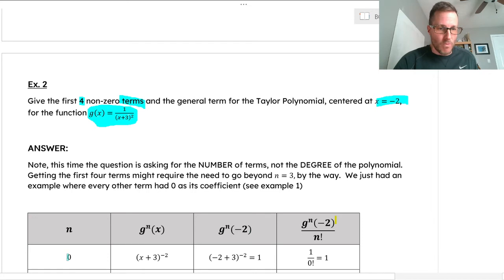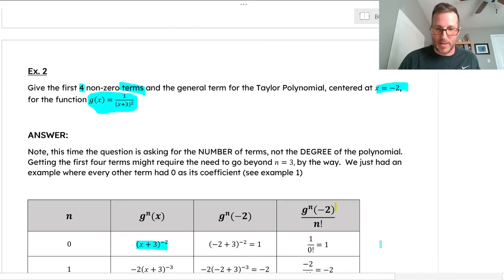All right, so here we go. At 0 is the original function, x plus 3 to the -2. I wrote it like that because it's going to be wicked easier to take the derivatives. Now, evaluate that at -2, you get 1. Divide that by 0 factorial, you get 1. All right, not so bad. Let's look at the next one.